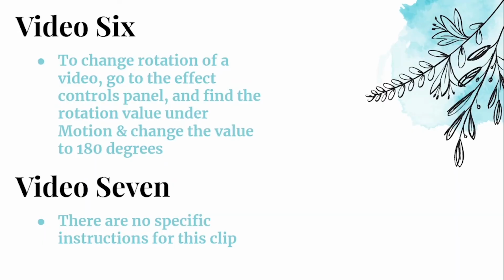For video 6, we are working on changing the rotation. So to change the rotation of a video, you're going to go to the Effect Controls panel and find the rotation value under Motion and change the value to 180 degrees. For video 7, there are no specific instructions for this clip, so you can do what you think is best.